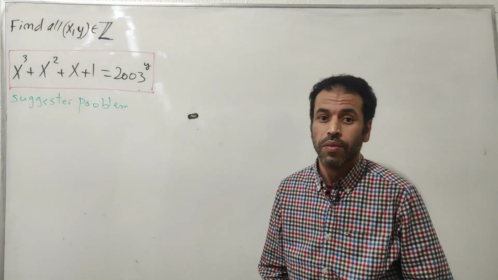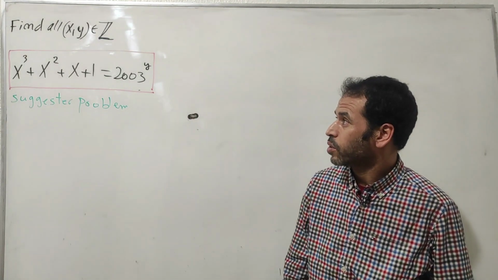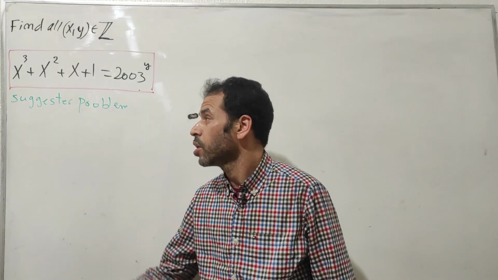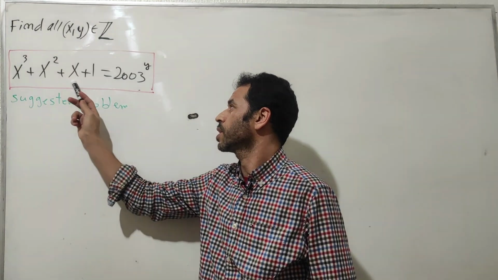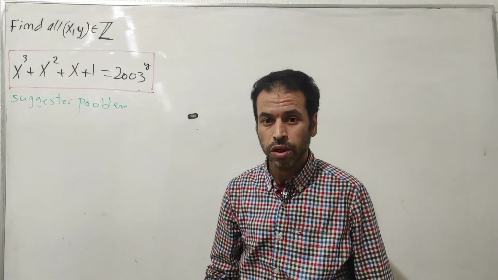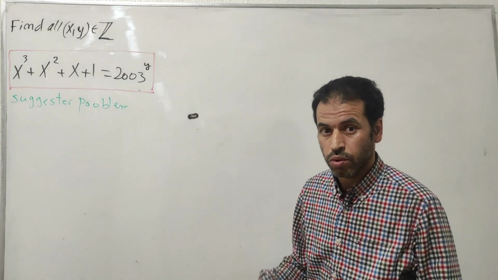Today's video, here is a nice problem that was checked by a viewer. Here is the following information. Find all x, y as integers that satisfy the following equation: x cubed plus x squared plus x plus 1 equals 2003 to the y as a power. Okay, now let's go through the solution to see what it gives us.